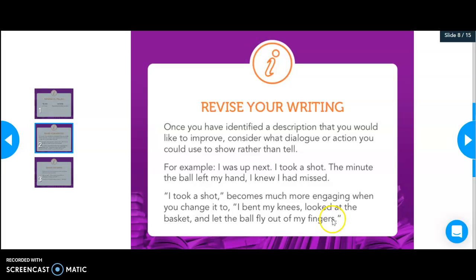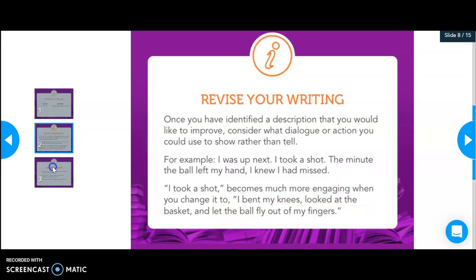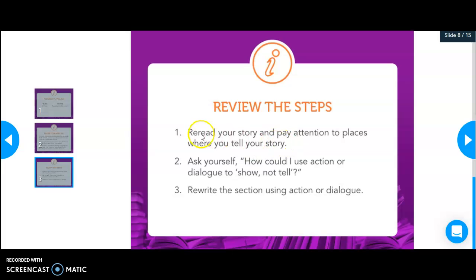So we see here what's actually happening. We see some sensory details. This is what the person is touching. This is what they're seeing. So I want you to reread your story and pay attention to places where you do tell your story. How can you use action or dialogue to show and not tell?